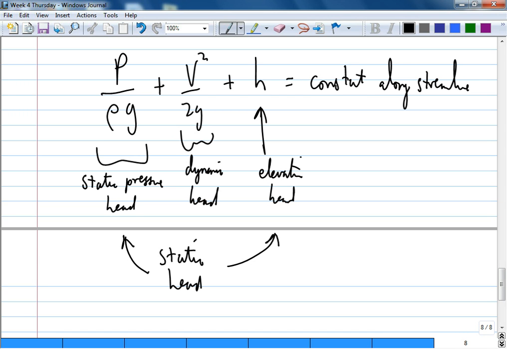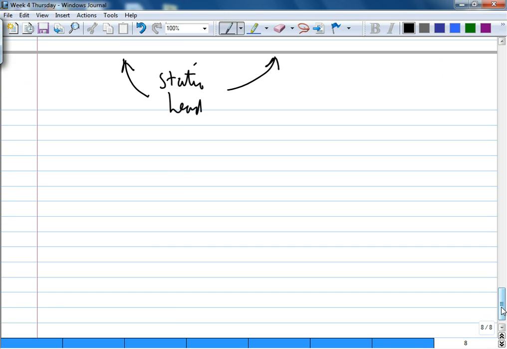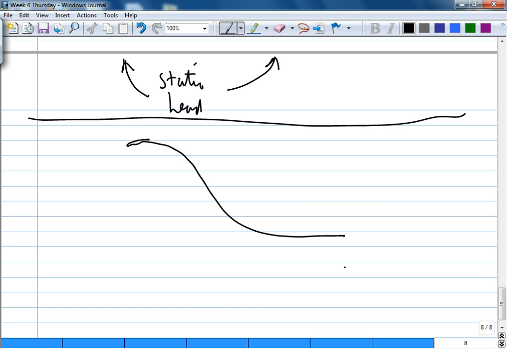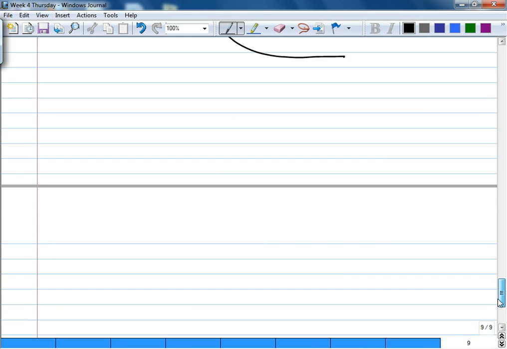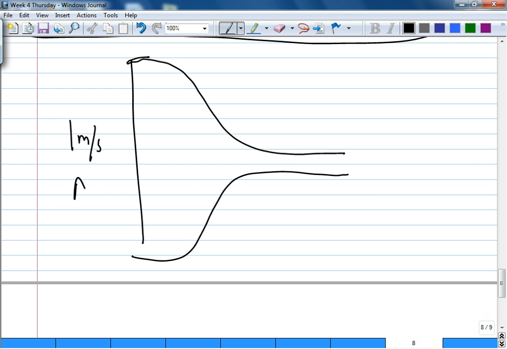Let's do another example before we talk a little bit more. Let's say the flow comes in here at 1 meter per second. Area equals 1. Flow comes out here. Area equals 0.01.